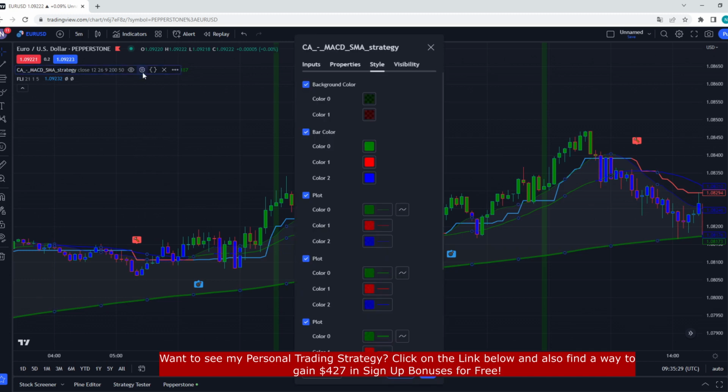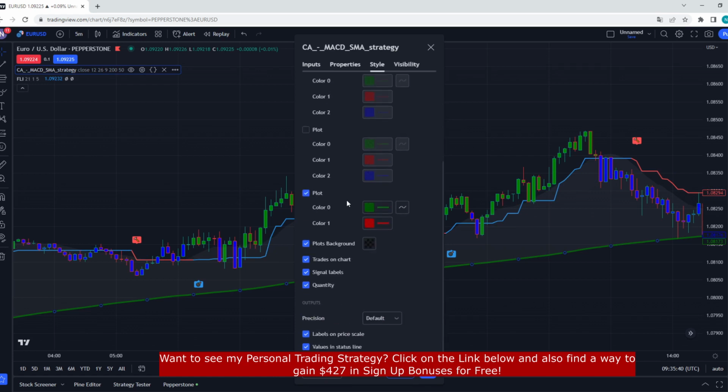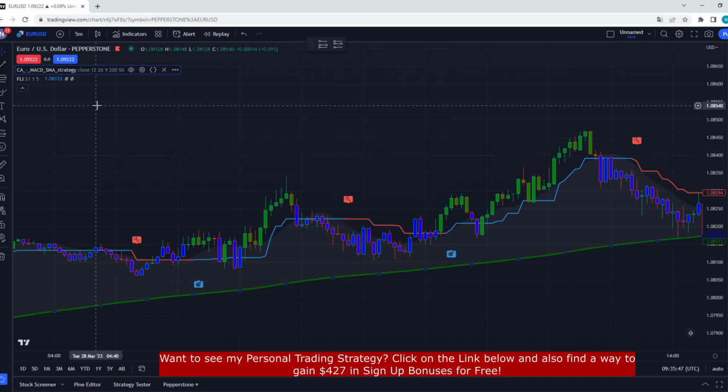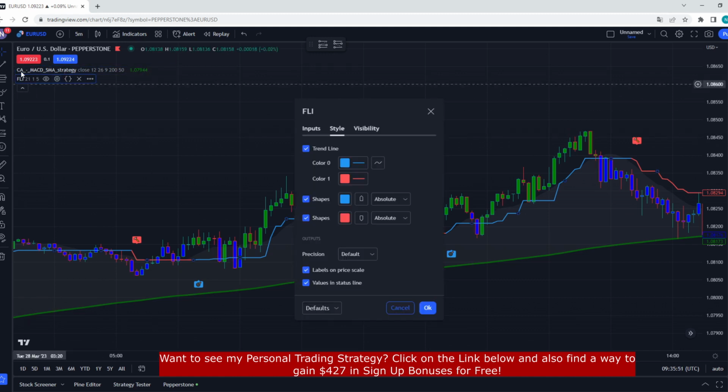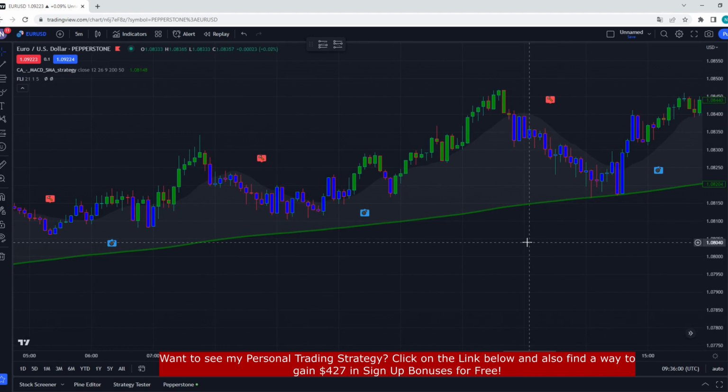So we load it in as well, and let's make some changes to it. At the MACD we will go into the style section and uncheck the background color, and we uncheck the first and the second plot. And we also want to uncheck the trades on chart. Click OK, and this is our first indicator. For the follow line indicator, we will do the same. So we click on the settings, go into the style section, and here we want to uncheck our trend line. Click OK, and our setup is already done.